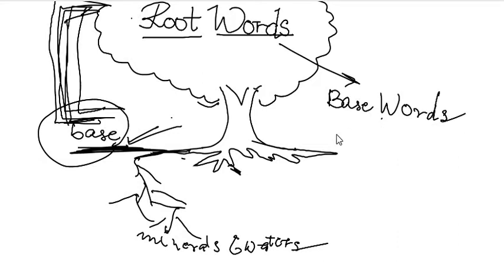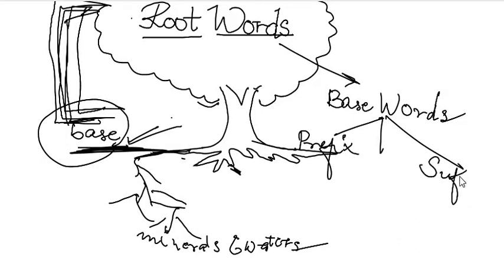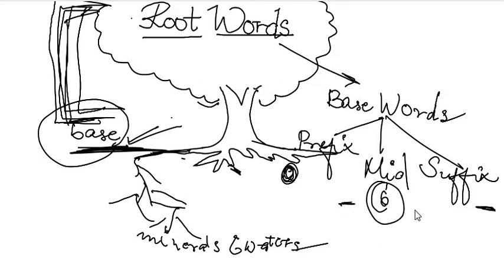Now, base words are used as a prefix, as a suffix, or in the middle. Suffix comes at the last of the word, prefix comes in the beginning of the word, and mid in the middle of the word. So basically, what are root words? Root words help to make a particular word. They change the meaning of the word.